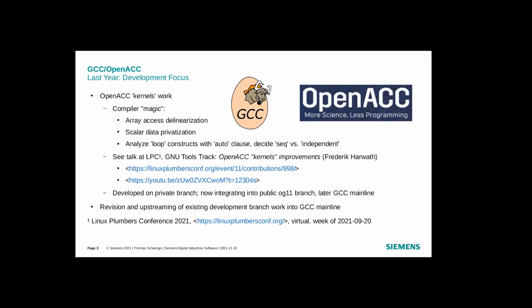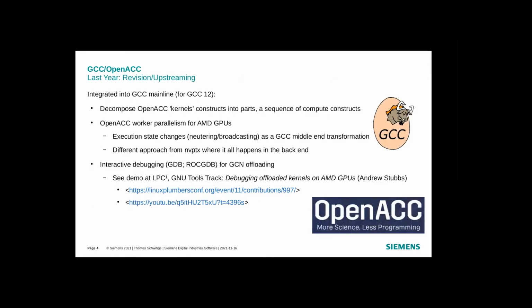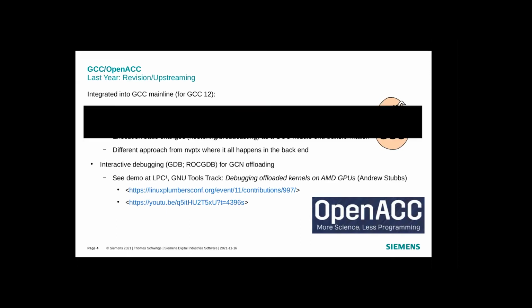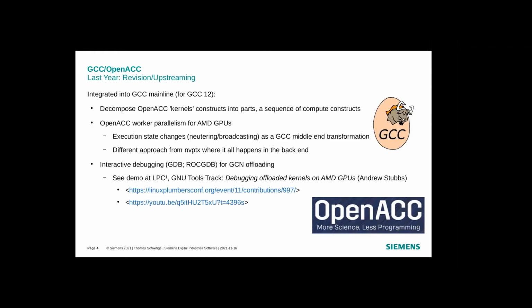Further, what we have done last year primarily is revision and upstreaming of existing development work from the OG11 branch and its predecessors. This we have integrated into GCC mainline in time for GCC 12: preparatory work for OpenACC kernels support, to decompose kernels regions into several independent compute regions, which will then be sequenced and handled by the compiler individually. That comes directly from the semantics of the kernels construct.